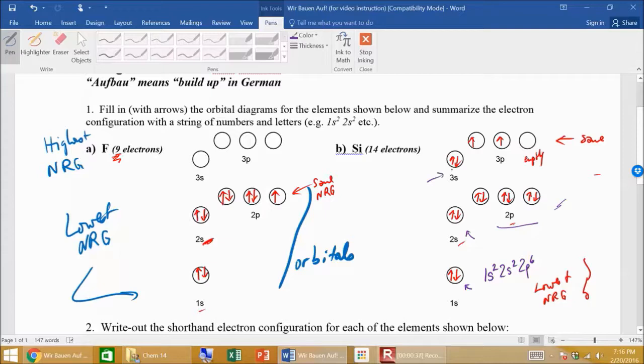3s is next. Here's 3s, just going up the line. 3s2 and 3p is where I end with 2 electrons. So this is the shorthand that describes the picture. It's called the electron configuration of that atom.